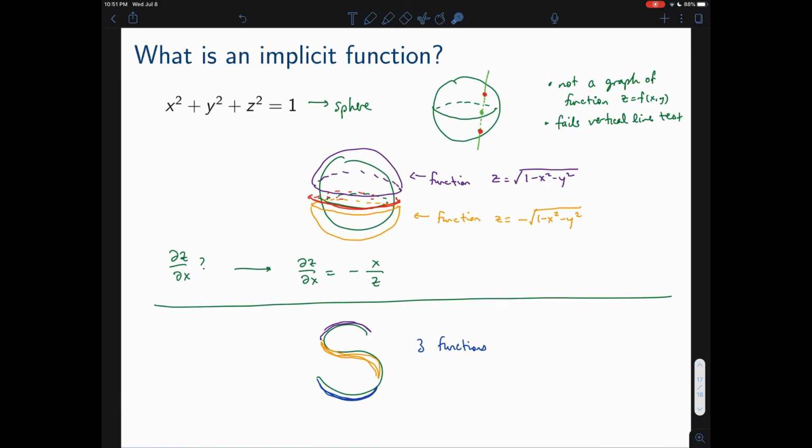So that's why implicit differentiation is useful, right? Because instead of solving for each of these things, we can just skip all that solving and just go straight to the implicit differentiation. It's pretty handy.